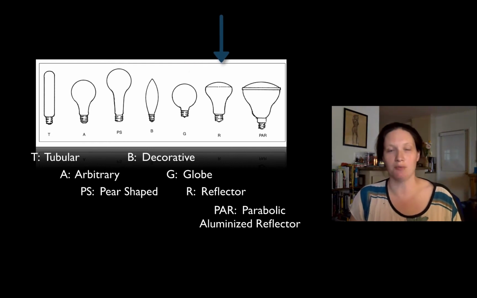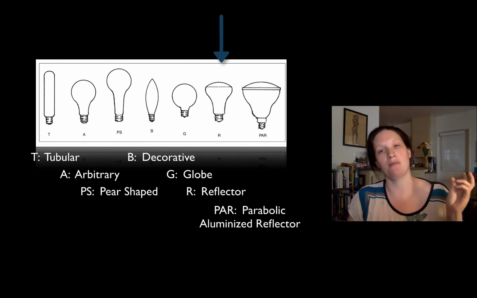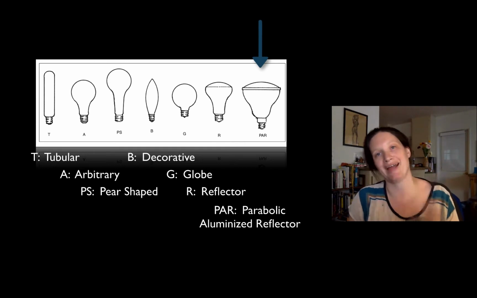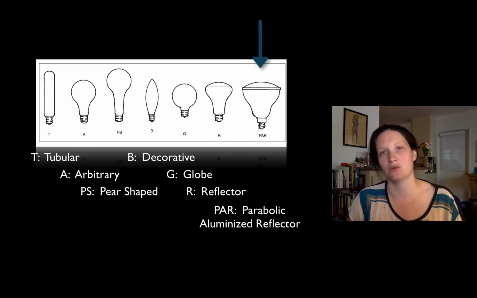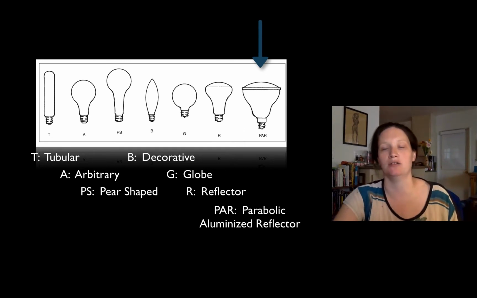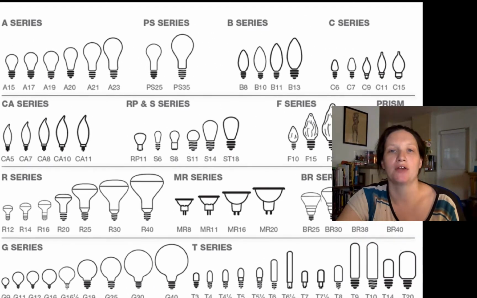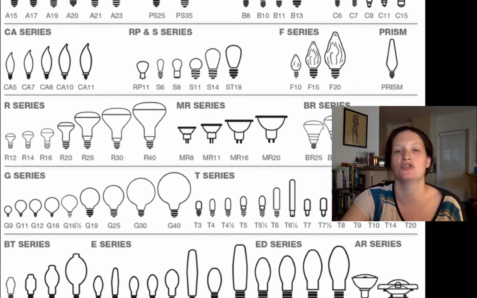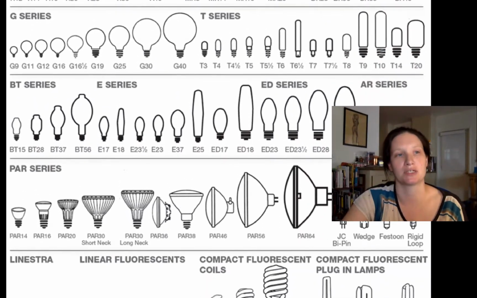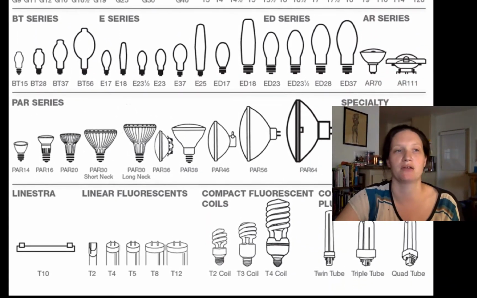R is a lamp with a reflector in it. And a par has the reflector and the lens, and that's the kind of lamp that you would find in a par can. So parabolic aluminized reflector is a par. Here's a whole bunch of other lamp sizes and shapes. So this is kind of the broad spectrum of potential shapes.